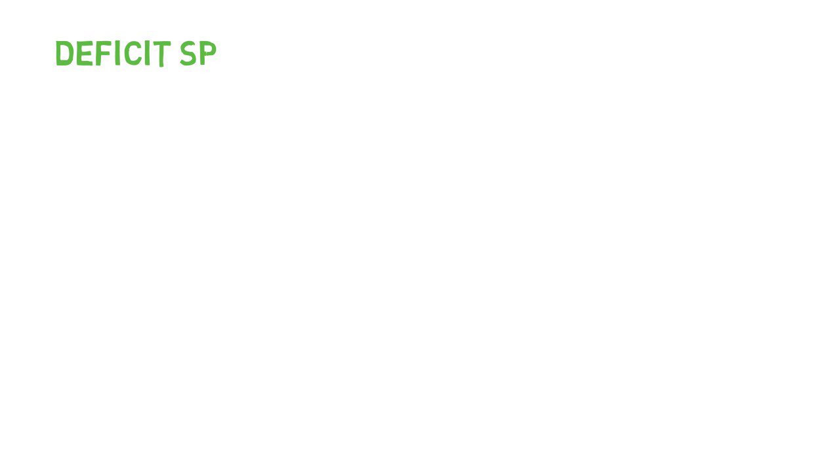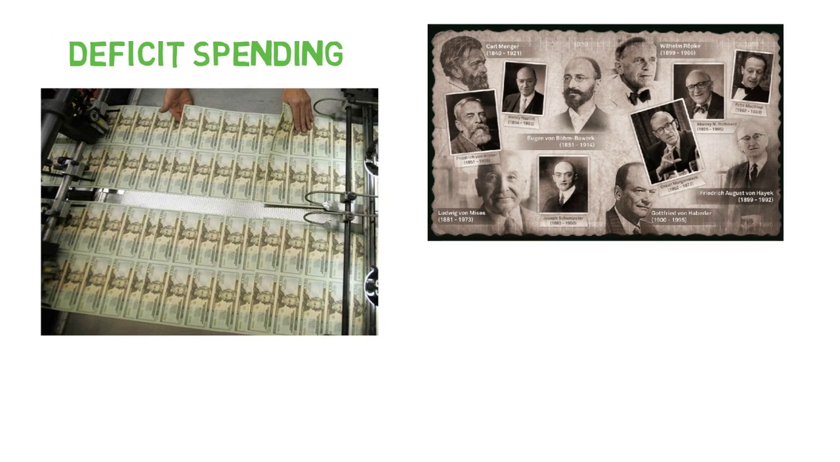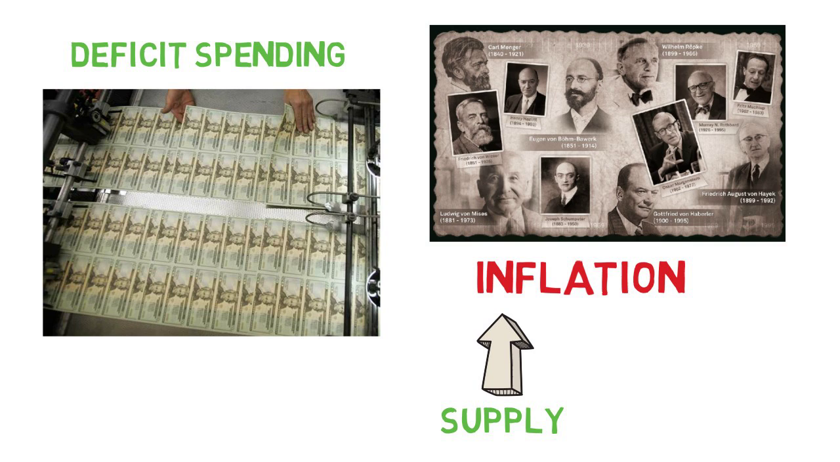Number 3, deficit spending. Fiat currency is debased when governments print excessive amounts of money. The Austrian Institute of Economics believes that inflation occurs when the supply of money outpaces demand for money. In other words, the greater the money supply, the greater the potential inflation pressures. And this is what's happening now.